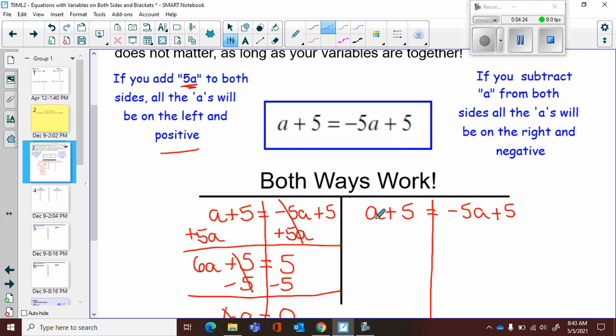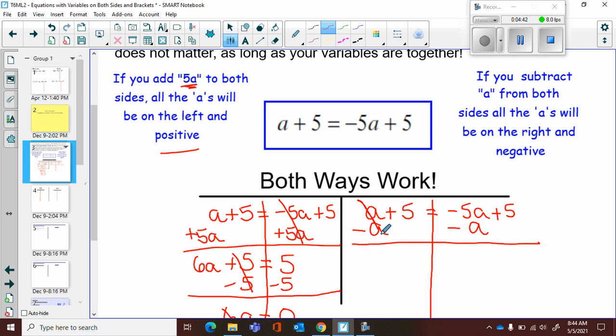All right, so this time I want to move all my a's over here to the right-hand side. So I need to get rid of this a by subtracting an a. I have 1a and I'm subtracting 1a. But if I subtract a from one side, I have to subtract a from the other side as well.